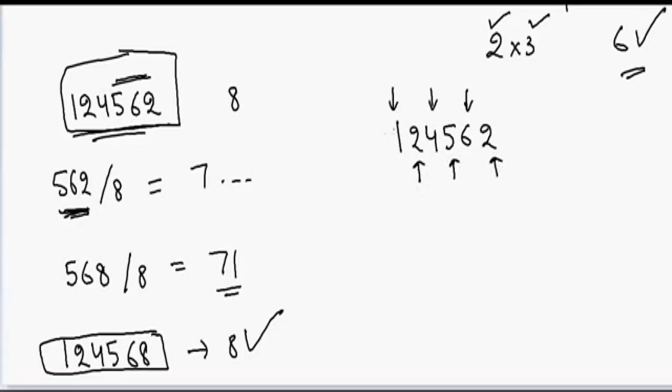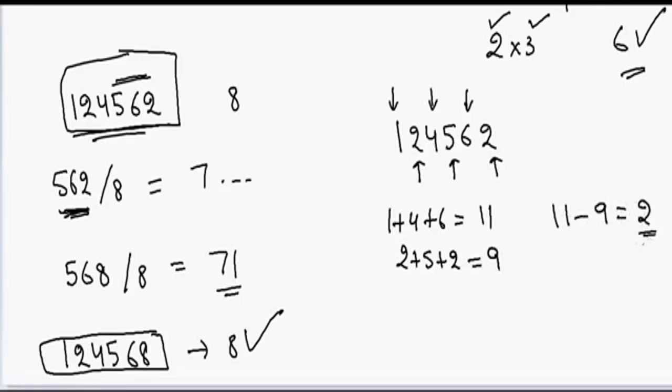add them together. So I'll say 1 plus 4 plus 6, that's 11, and then 2 plus 5 plus 2, that's 9. So if I subtract 9 from 11, that gives me 2, and 2 is not a multiple of 11, so this number should not be divisible by 11.